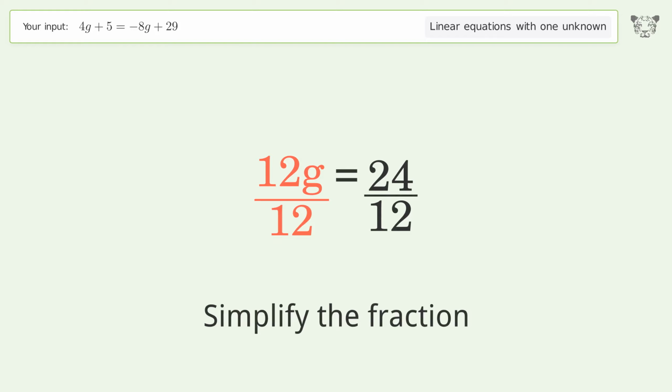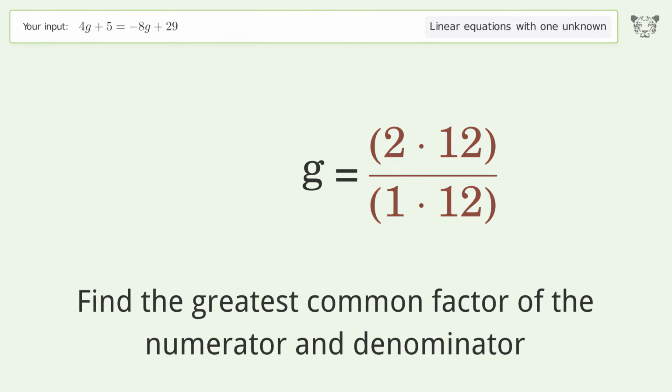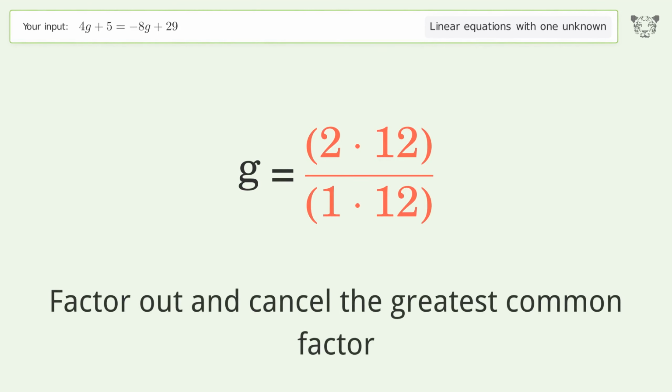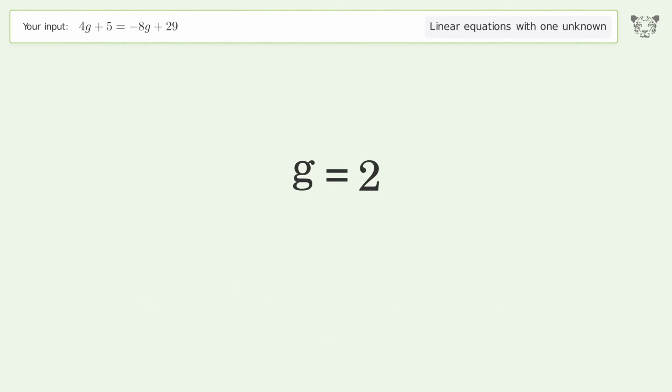Simplify the fraction. Find the greatest common factor of the numerator and denominator. Factor out and cancel the greatest common factor. And so the final result is g equals 2.